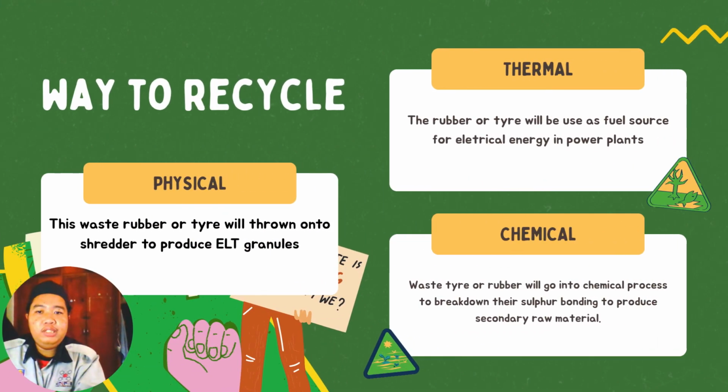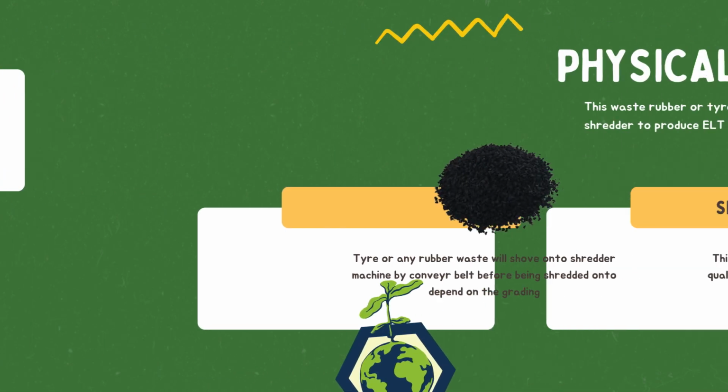Firstly, we see the ways to recycle this rubber waste. First, the physical way. This waste rubber or tire waste will be thrown into a shredder to produce ELT granules. What are ELT granules? ELT itself means end-of-life tires granules. Next is the thermal way, where this rubber will be used as a fuel source for electrical energy in power plants. Lastly, the chemical way. Waste tire or rubber will go through chemical processes to break down its sulfur bonding to produce secondary raw material.